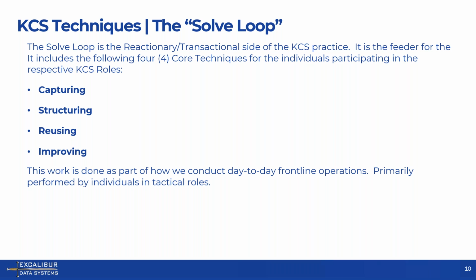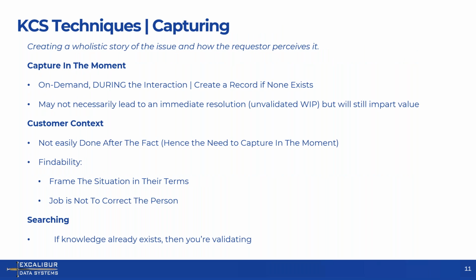So let's dive in now and take a closer look at each one of the various items here in the solve loop. So the first technique is the capturing piece. All right, we are trying to capture a holistic story and how the requester perceives what their need or issue is. All right, so we're going to rely on a lot of these principles that we talked about in the last session to help bolster and support the way we do this.